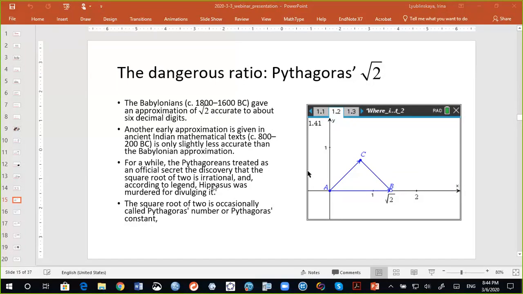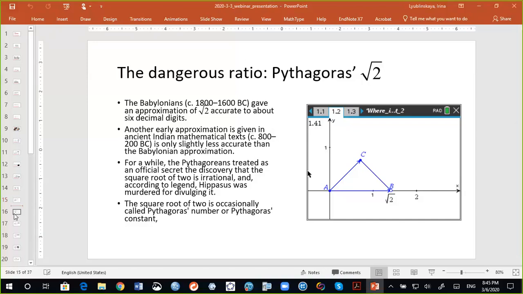Another early approximation of the square root of 2 was given by Indian mathematicians, which was only slightly less accurate than the Babylonian approximation. Pythagoreans treated the square root of 2 as an official secret and a discovery, and that's why sometimes we call it Pythagoras' number. Moreover, one of their members was murdered for revealing the secret. So, square root of 2. Let's take a look at the activities here.